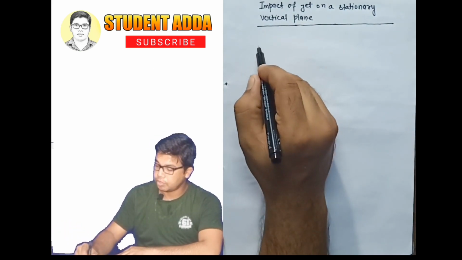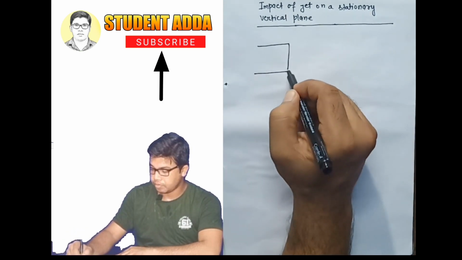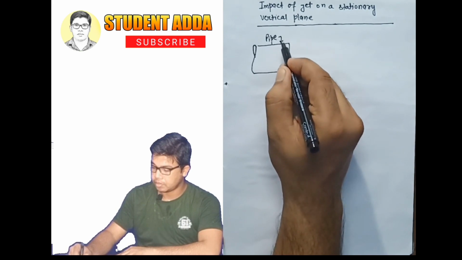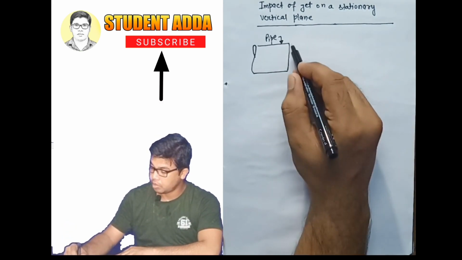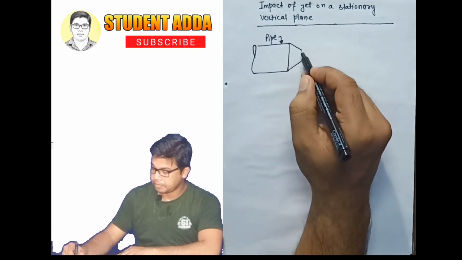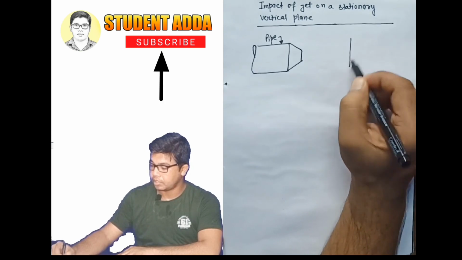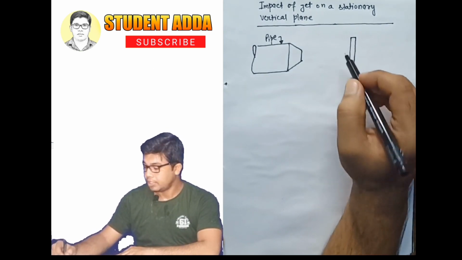First of all, we have to draw a pipe. Then after this, this is our pipe. Then we have to draw our nozzle. Now we have to draw a plate in front of the nozzle. Okay, a vertical plate. Let's shade it.